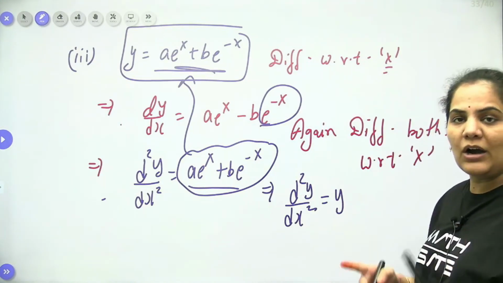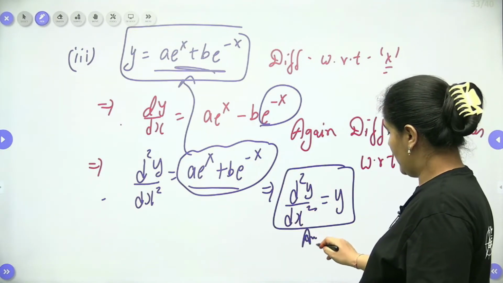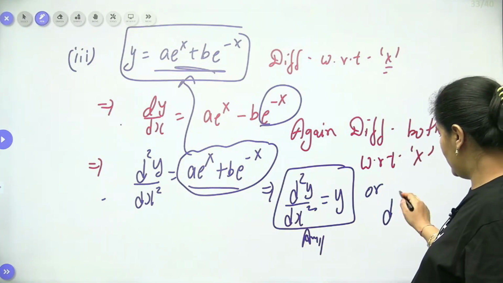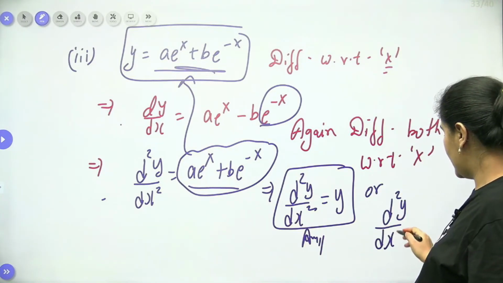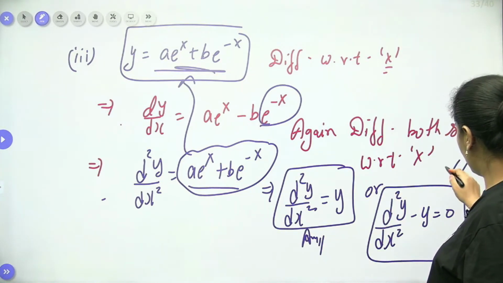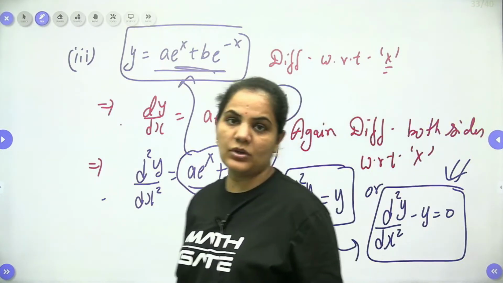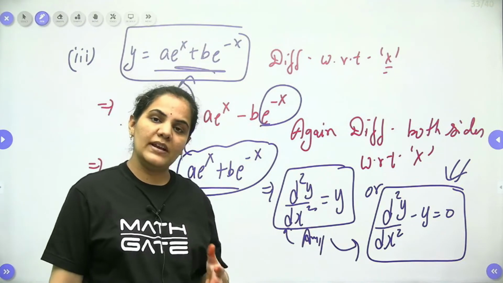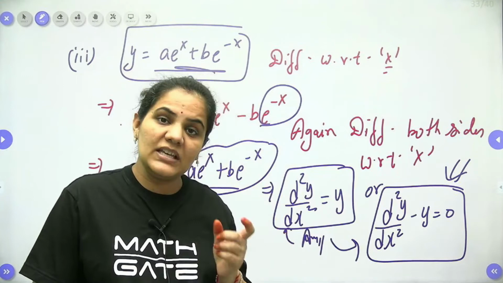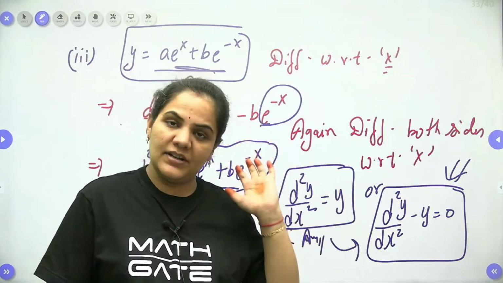Now it's up to you in which form you want to find the solution or the differential equation. Either you can leave it here only. If you want, you can write one more step, d2y by dx2 minus y is equals to 0. Yes, exactly. You can go with this approach also. This is again your answer and this is again your answer. So how simply you can approach how to formulate a differential equation for any given equation by eliminating the arbitrary constant.